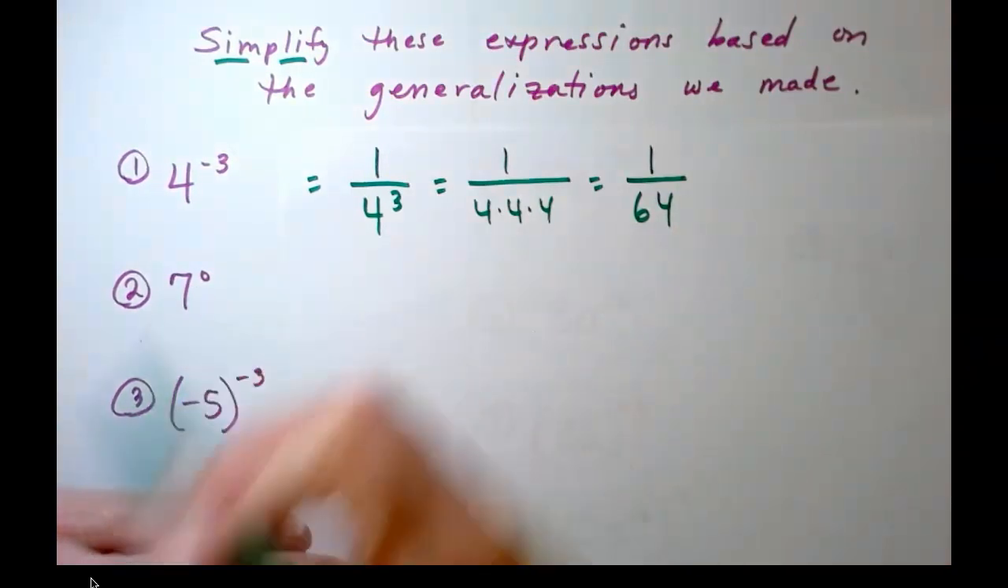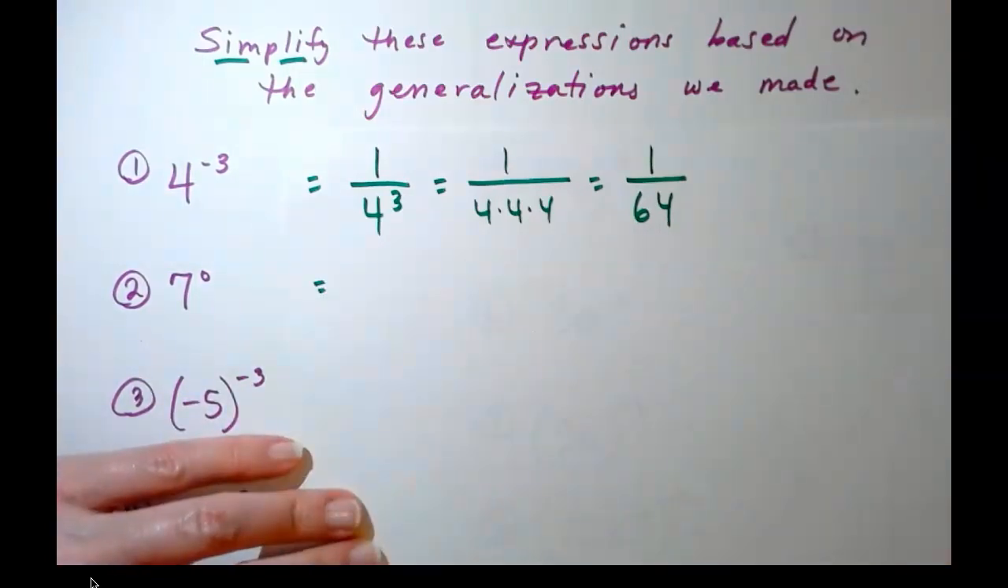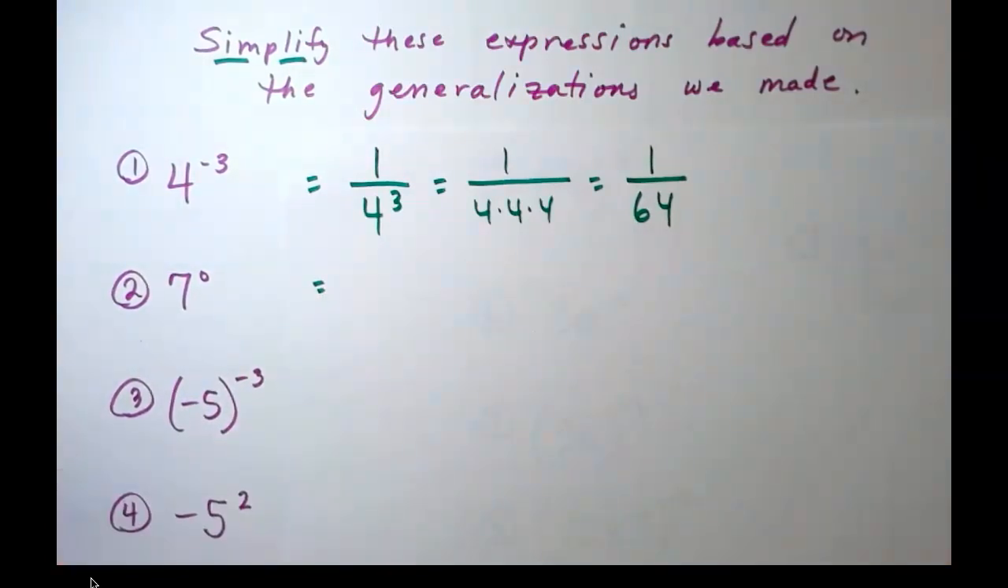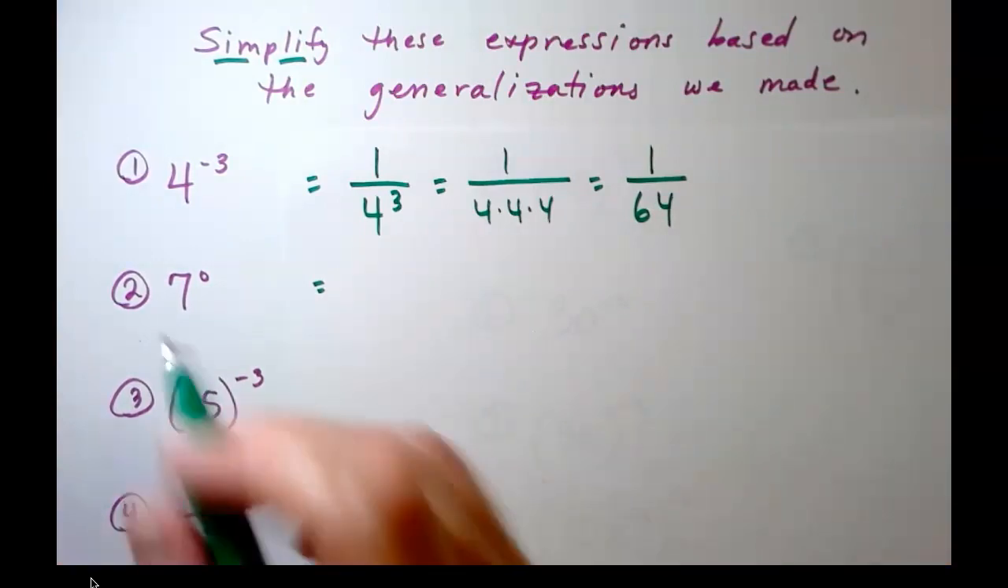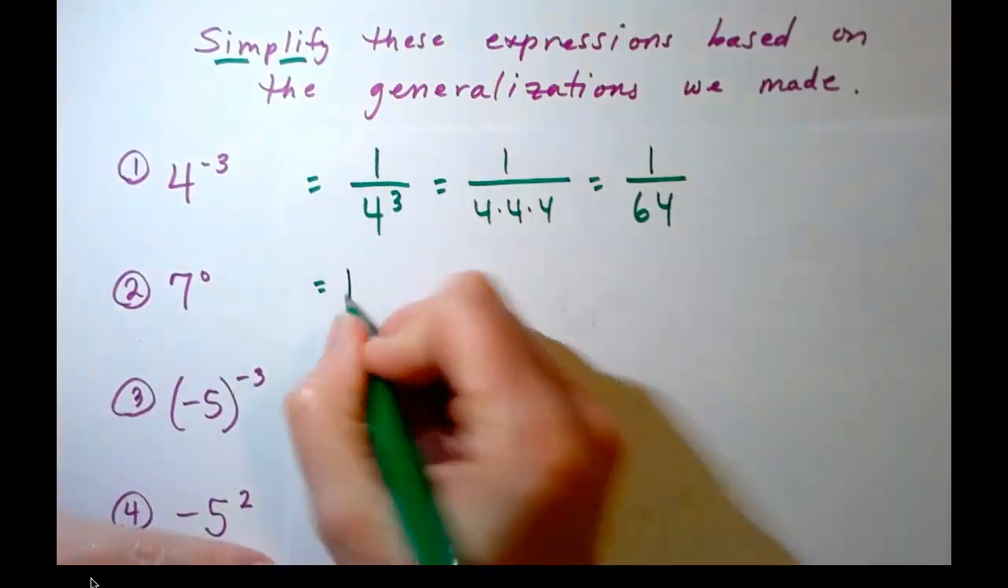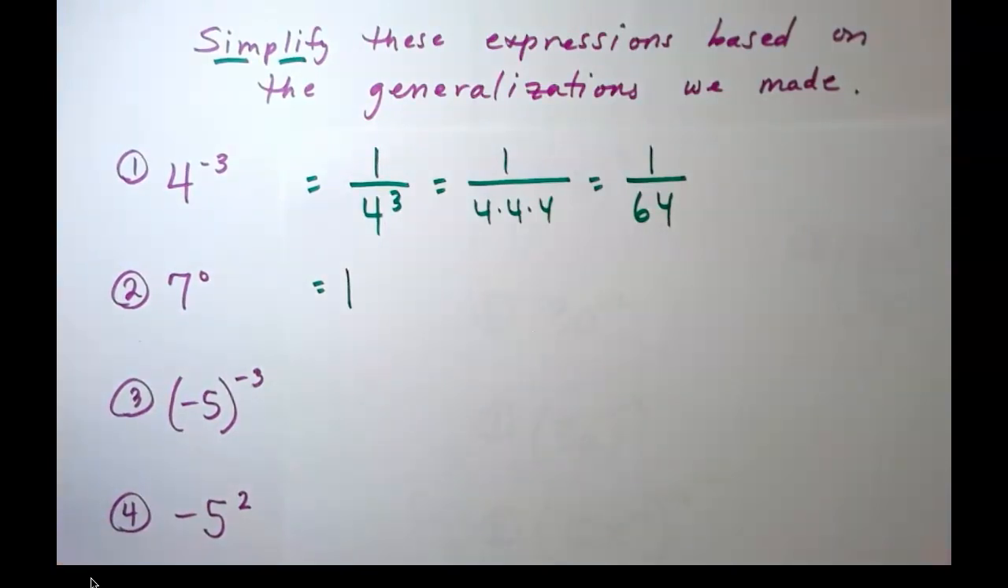Next, 7 to the 0. Our first generalization was that any base to the 0 power is 1. So 7 to the 0 power is 1. Nothing to calculate there, nothing to do, it's simply just 1.